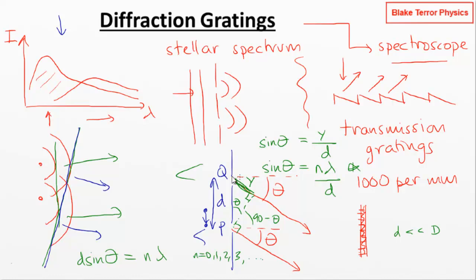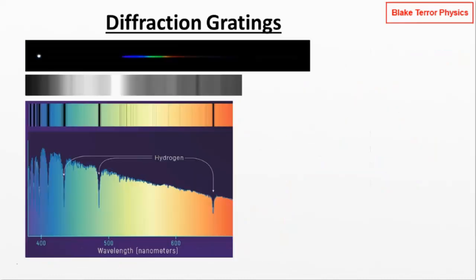So that's what we're going to see. When we look at the diffraction pattern that is produced, you'll have blue towards the center, that's our central star, and you'll have red further away from the central star. And you end up seeing things that look like this.